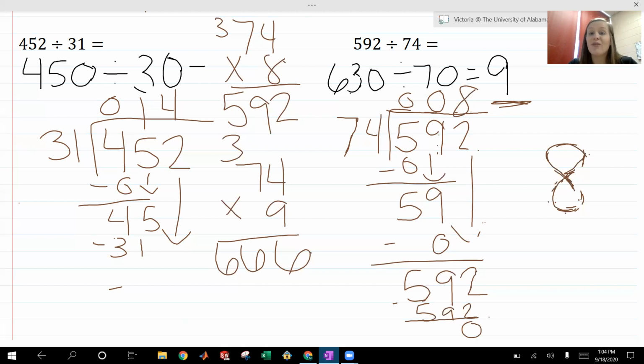So that is all for today. You will have a short assignment right below this. You're going to tell me whether the estimate is too high or too low for 2 quick division problems. And in order to do that, you are going to have to solve the division problem.